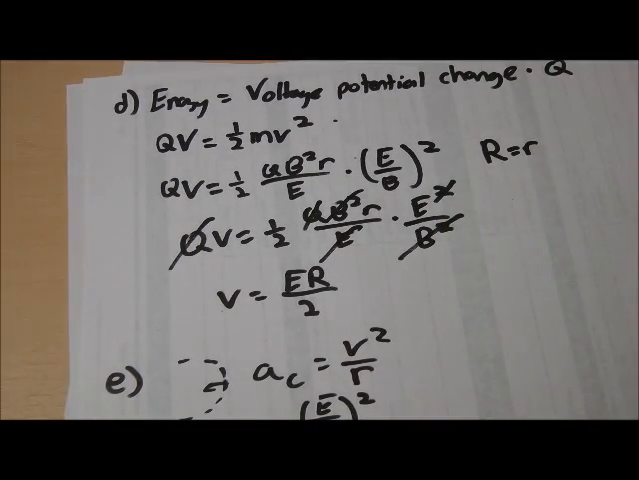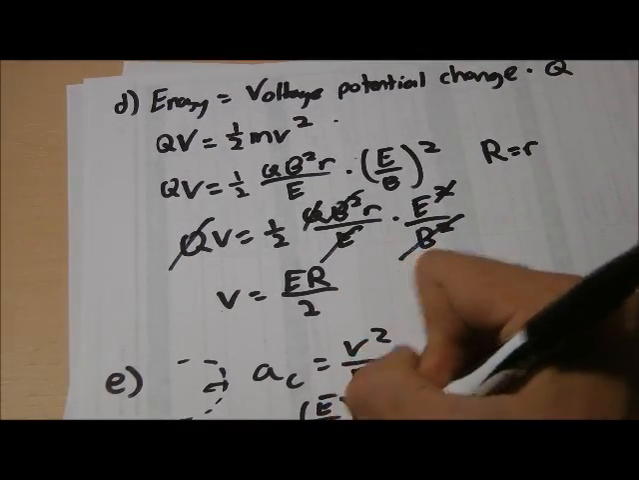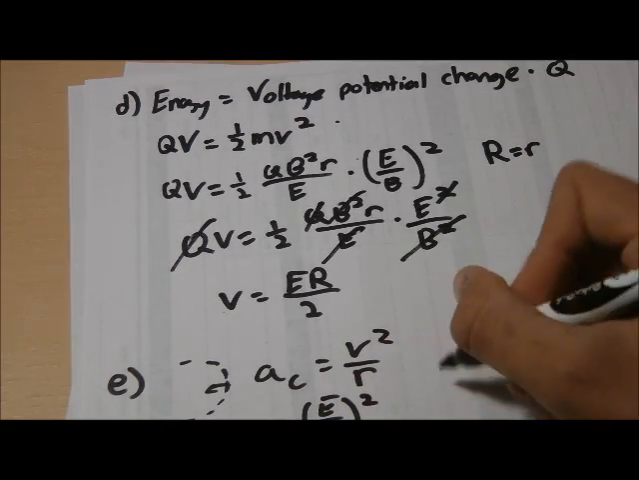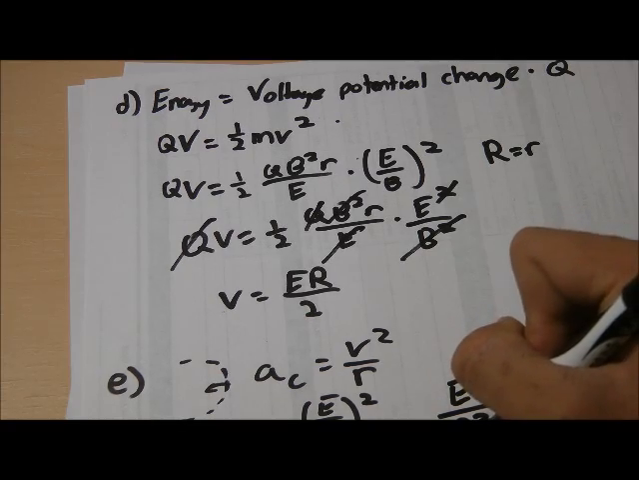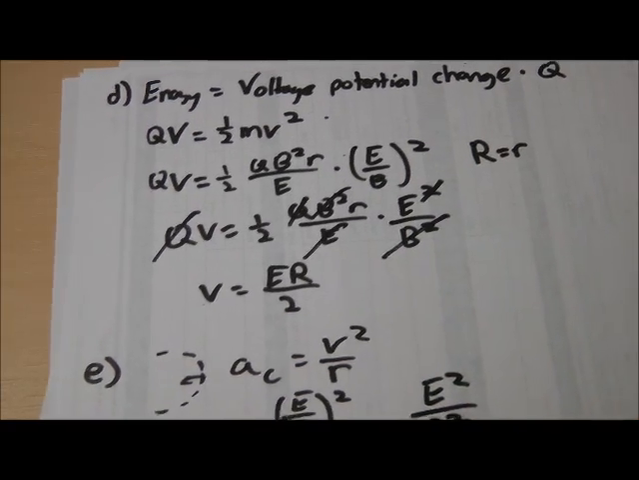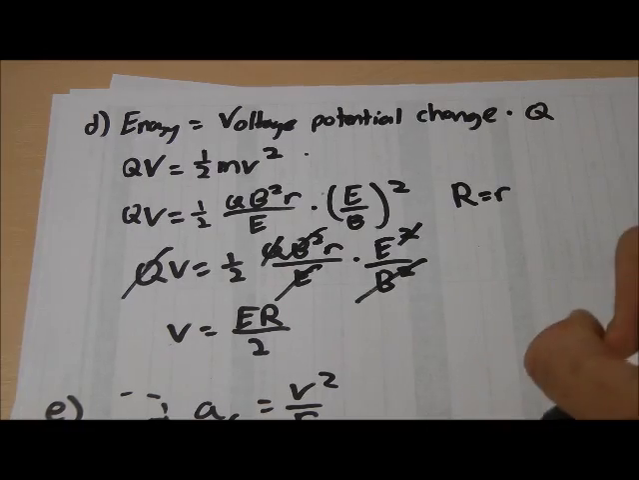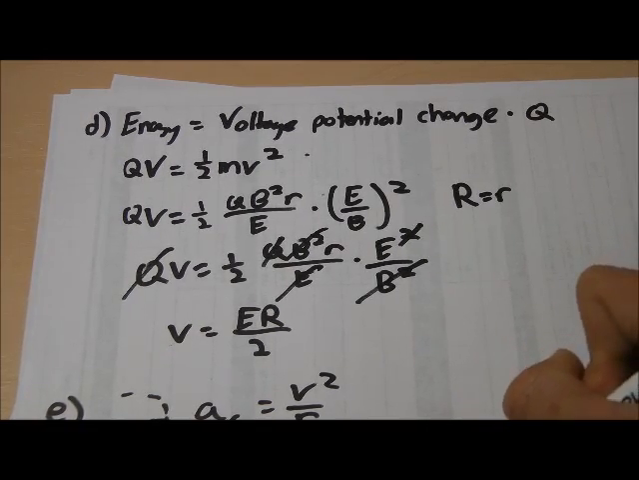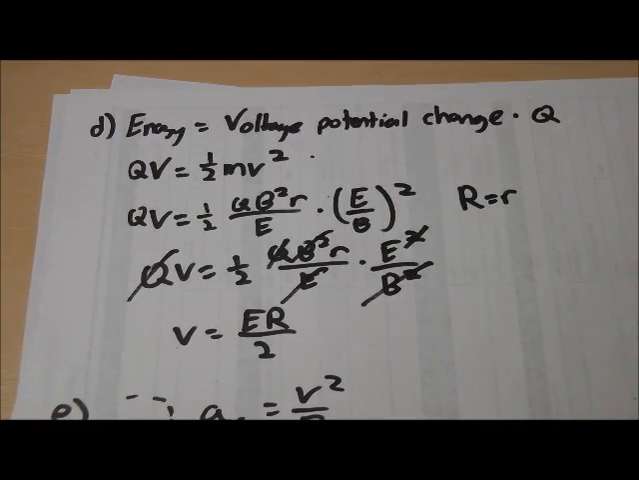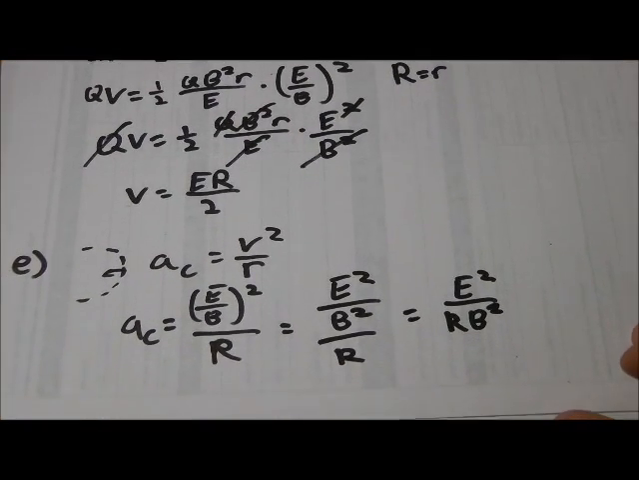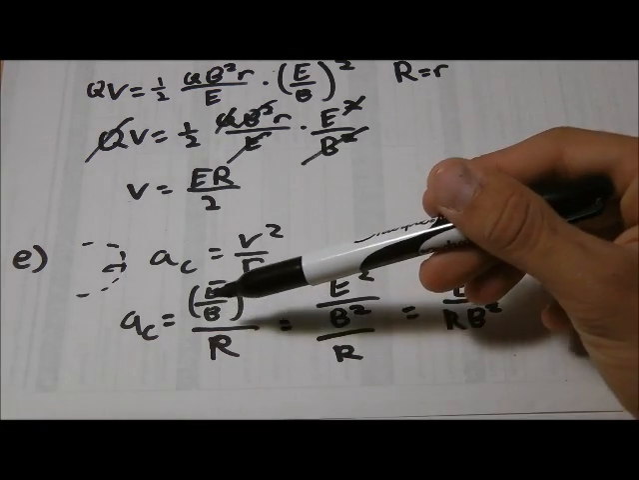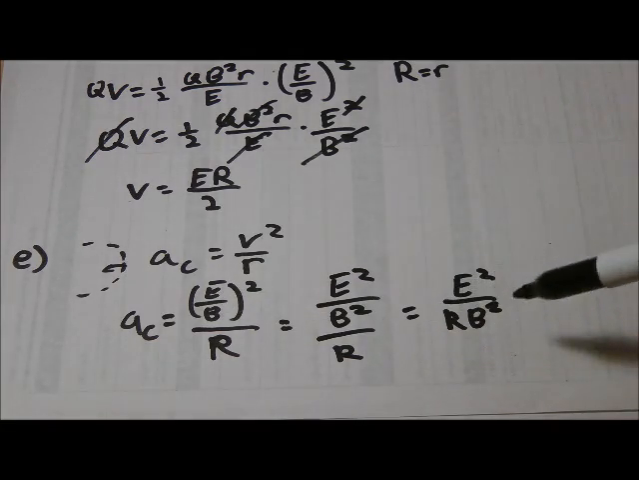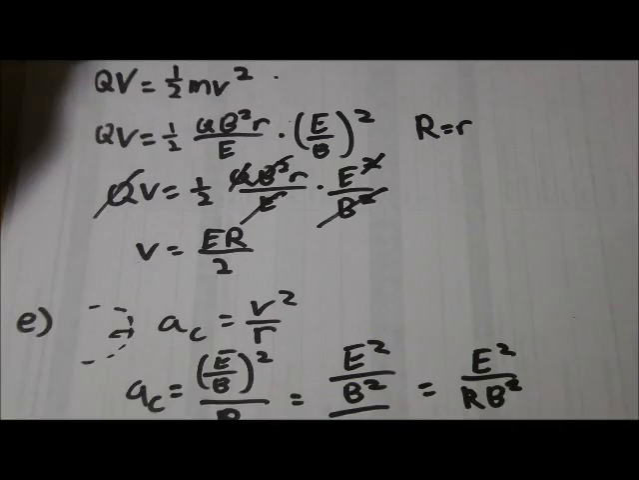So we can cancel out now, or I'll use the big R. So we end up with, like so, the velocity E over B, and it just goes to that. Now part F.